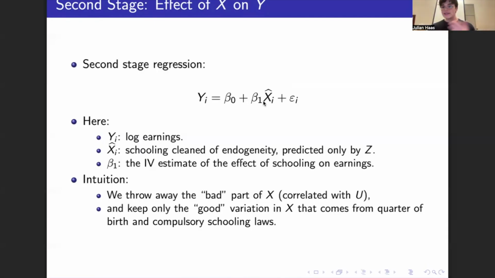And so really the intuition is just that we're going to throw away the quote unquote bad parts of X, right? All of the endogeneity, the parts that are correlated with U. And instead we're going to keep the so-called good variation in X, you can think of it, that really comes from this exogenous variation, we like to call it. In our case, it's the variation in schooling that comes from the quarter you're born in and the compulsory schooling laws. And that's it.